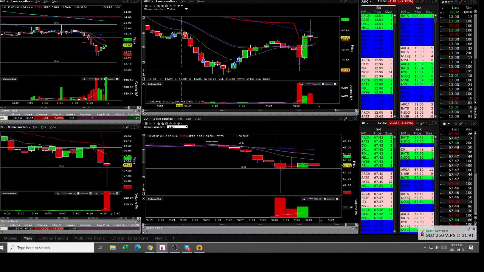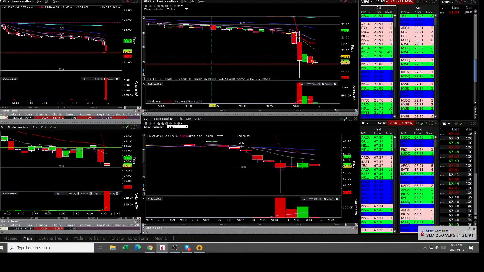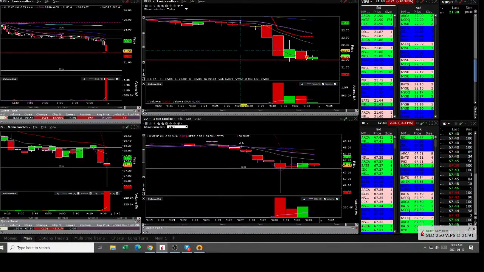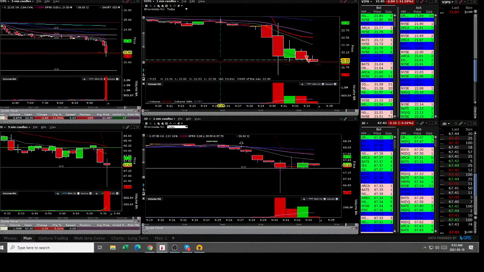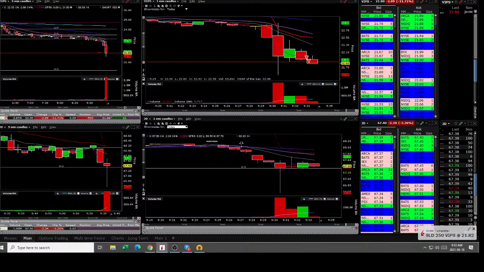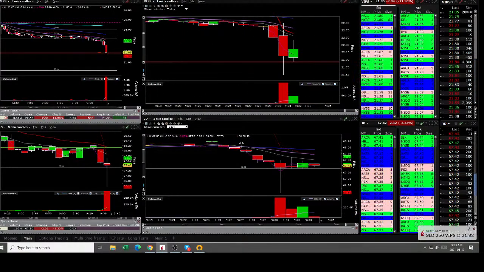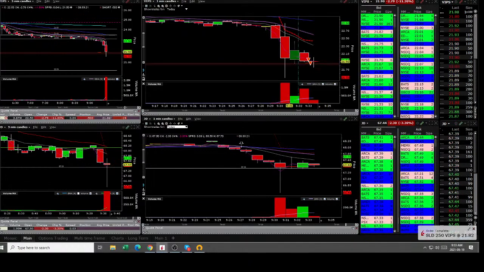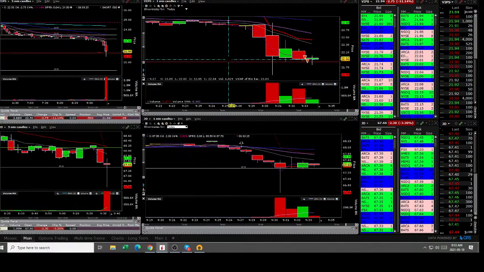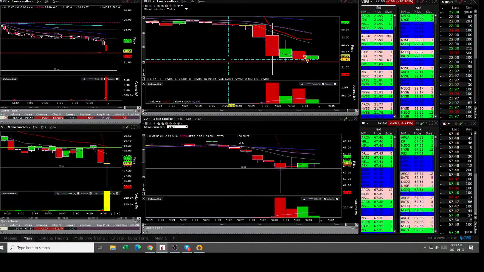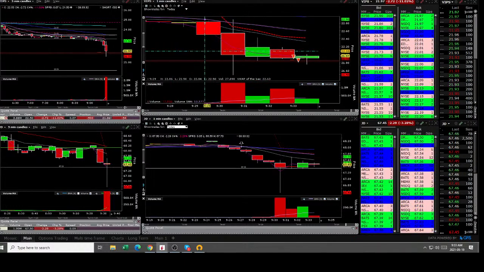I made the entry on 21.90 with the 10-cent stop loss. Okay, so my average entry is 21.86. I see a big buyer. Okay, it's moving back up now. Doesn't look really promising at this point.